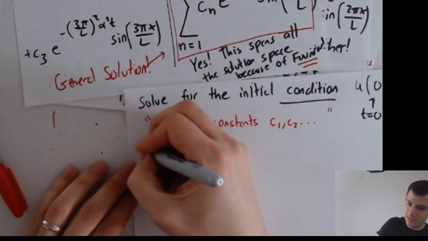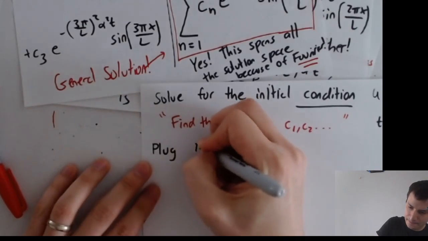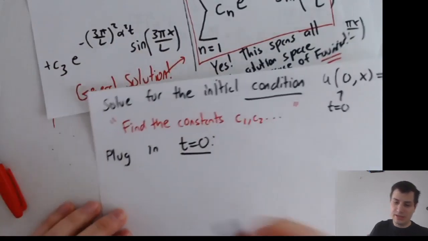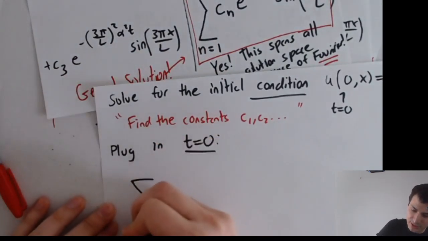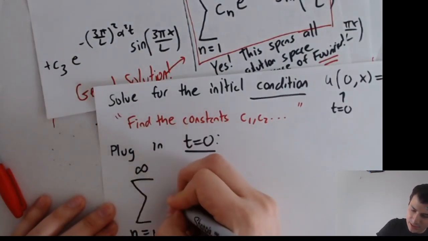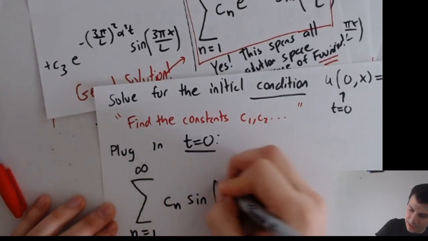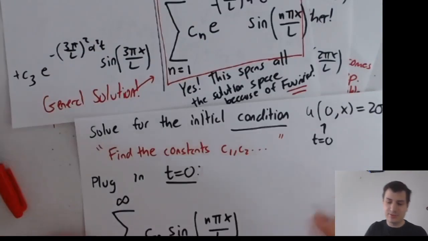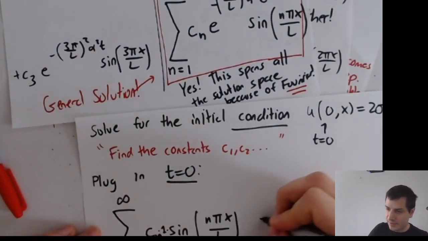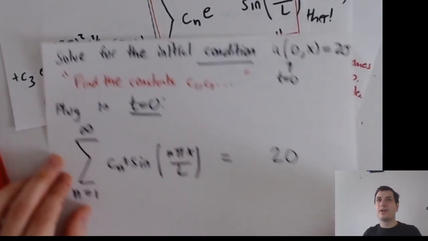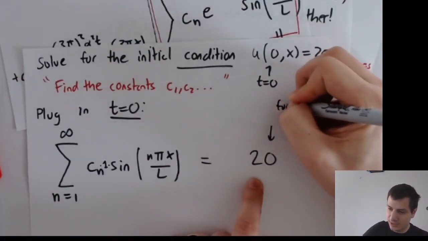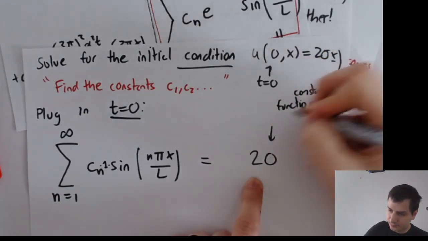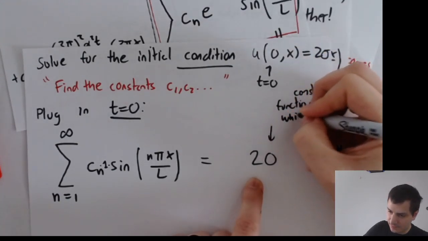I'm going to plug in t equals 0 into my general solution. So the general solution, when you plug in t equals 0, it says the sum from n equals 1 to infinity of Cn times the sine of n pi x over L. So this exponential term, I plugged in t equals 0, that was 1. Maybe I'll write it 1. And that's equal to 20. So this is the function, the constant function, which is always 20.